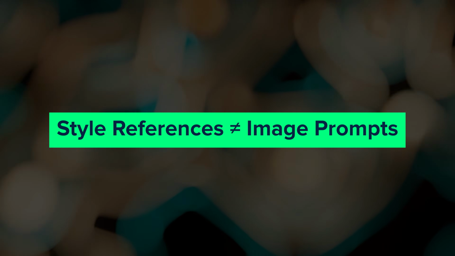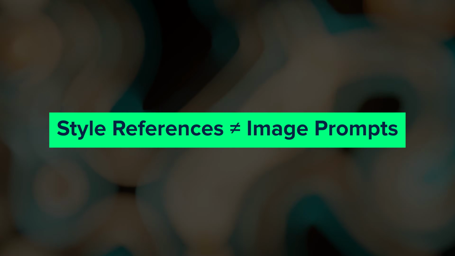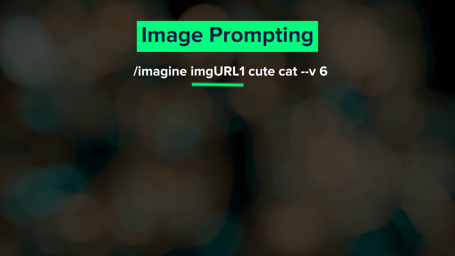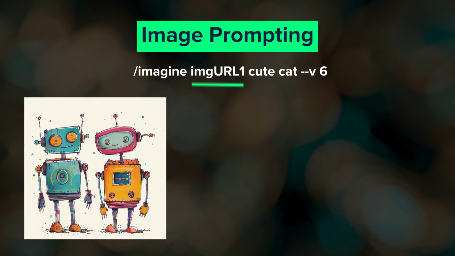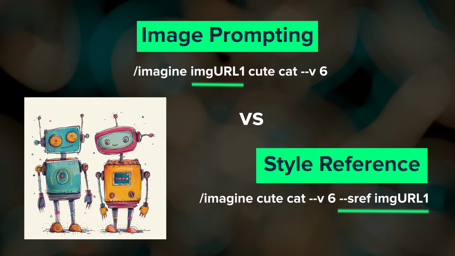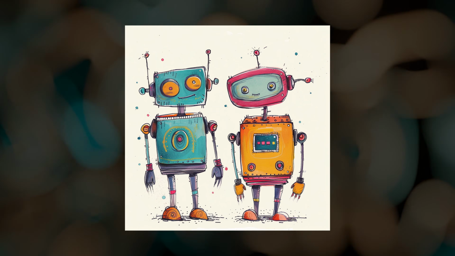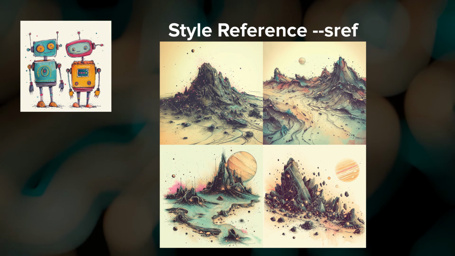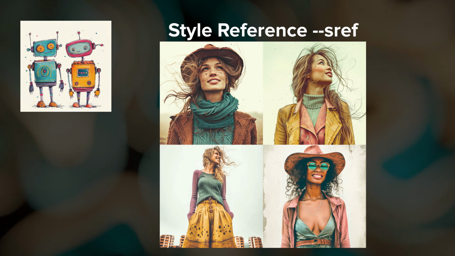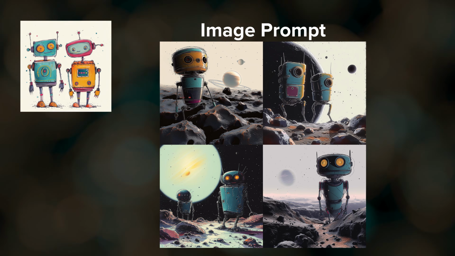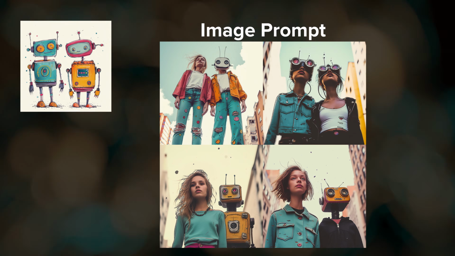It's important to note that style references are different from image prompting. With image prompting, you put your image URL at the beginning of the prompt, and Midjourney uses all of the content of that image as a reference rather than just pulling the overall style and aesthetics. For example, when I used my sketchy robot images as a style reference, I got these images. But if I use that image as an image prompt, I start getting the robot in my results rather than just the style and aesthetics.